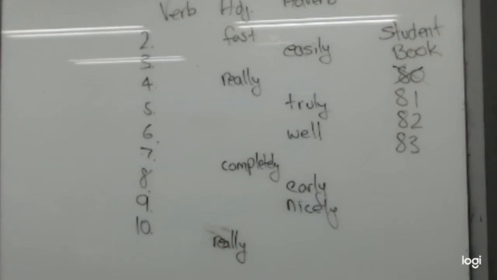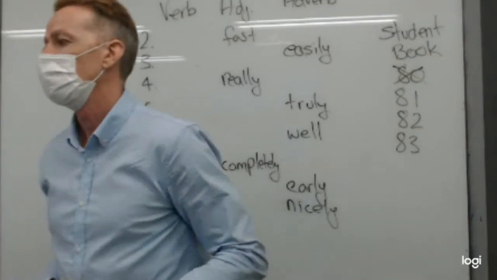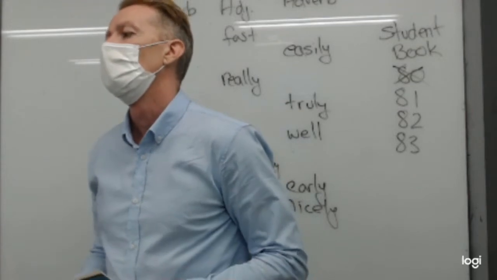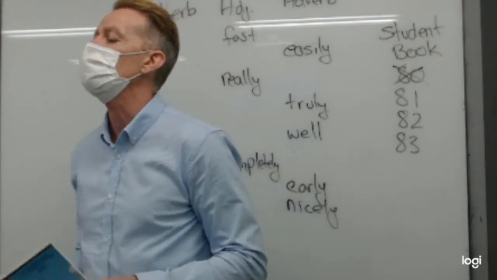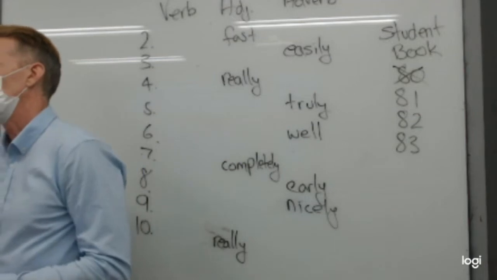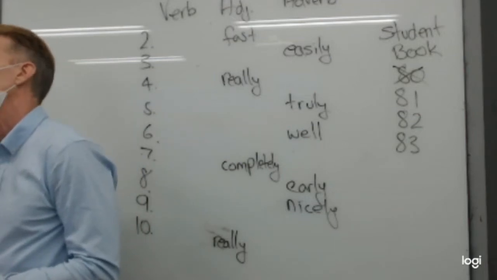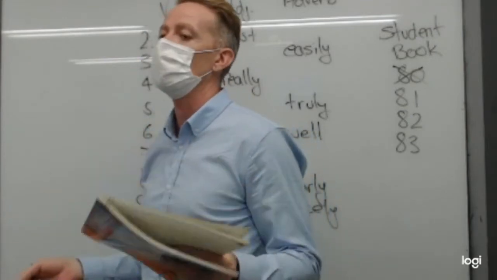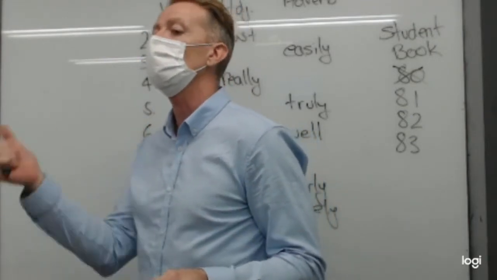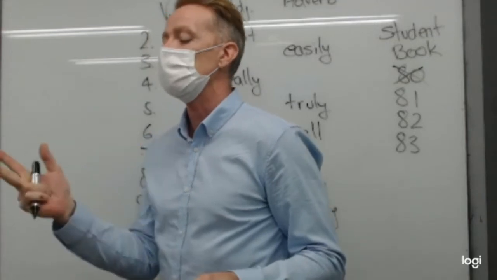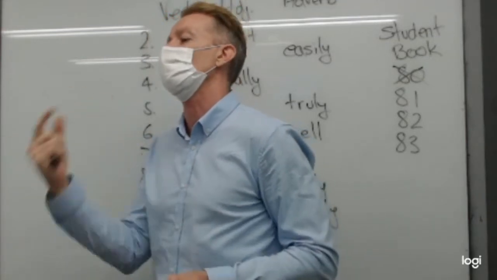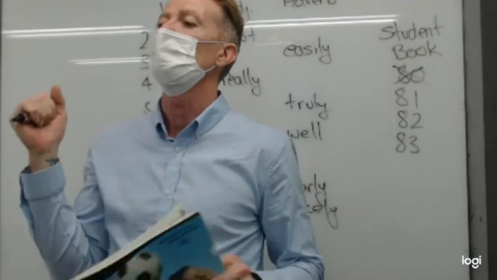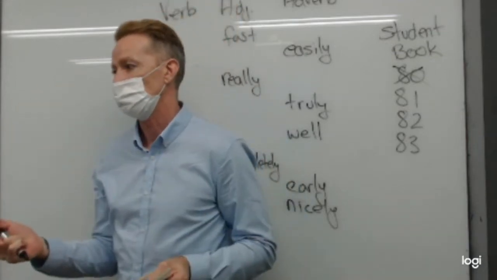What does an adjective describe? A noun. What is a noun? Come on, Ellie, wake up. What is a noun? Place. People, places, things. Okay, so an adjective describes a person, a place, or a thing.